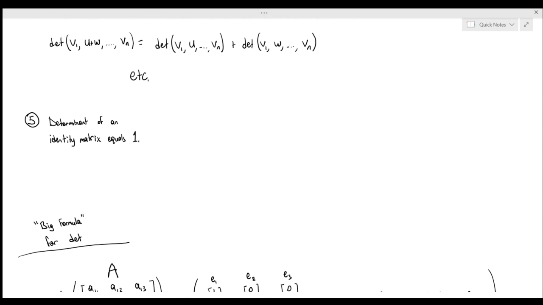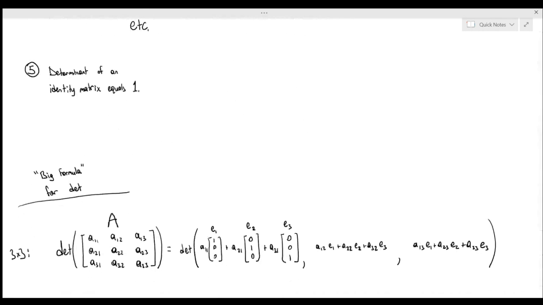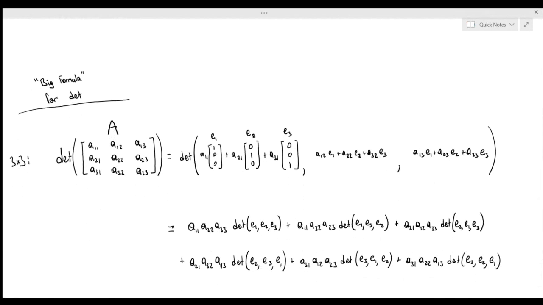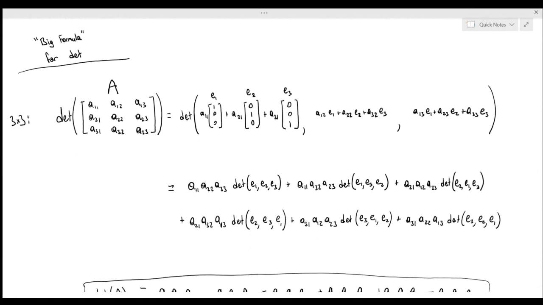So these 5 properties allow us to derive what they call the quote-unquote big formula for the determinant. And I think the best way to understand how it works is to look at an example first. So here I've written it all out for a 3x3 matrix A. I'll walk you through all of the computations that end up happening in this.